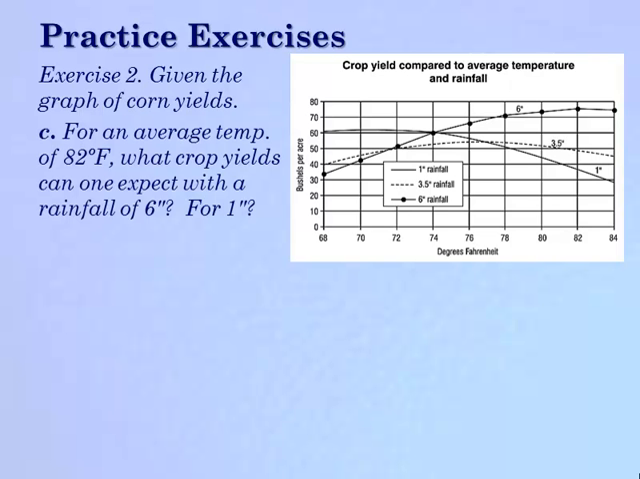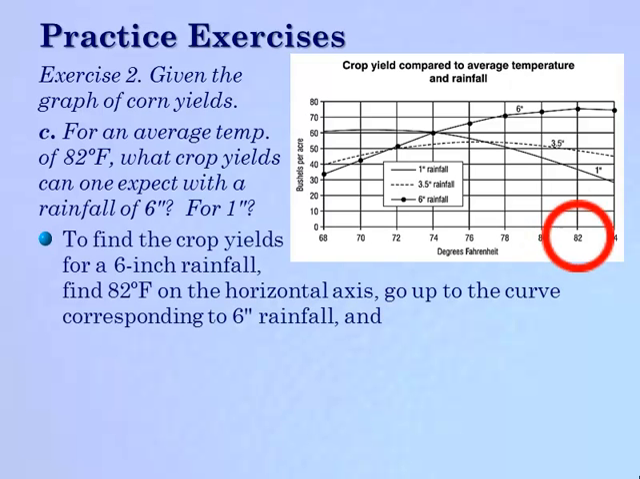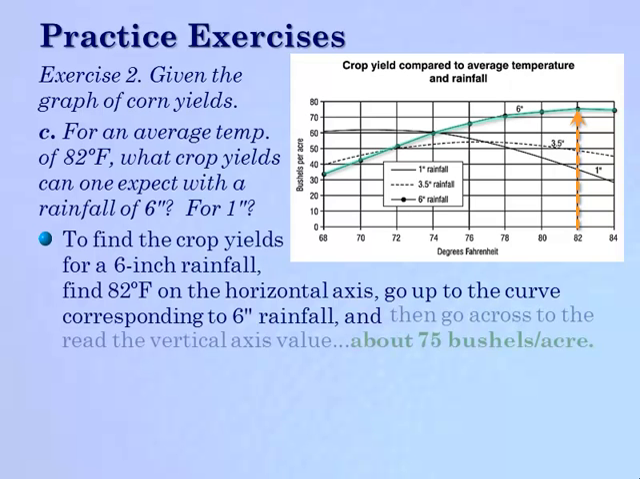The third part of exercise 2 asks: for an average temperature of 82 degrees, what crop yields can one expect with a rainfall of 6 inches, or for 1 inch? Let's first look at the 6 inches. We'll go up the curve like we learned to do in this lesson, hit the data point, and go across to the y-axis on the left, and we have about 75 bushels per acre when the rain is at 6 inches.